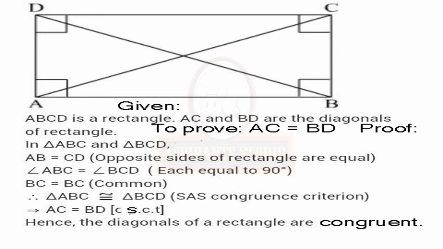Therefore, triangle ABC is congruent to triangle BCD by SAS test. It is enough to write by SAS test. That implies AC is equal to BD, corresponding sides of congruent triangles. Or you can write segment AC is congruent to segment BD, corresponding sides of congruent triangles, CSCT. Hence, we have proved that the diagonals of a rectangle are congruent.